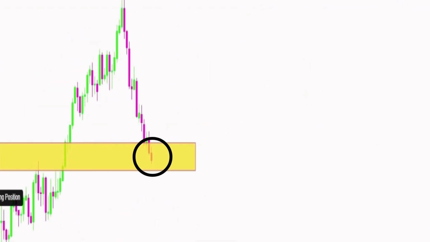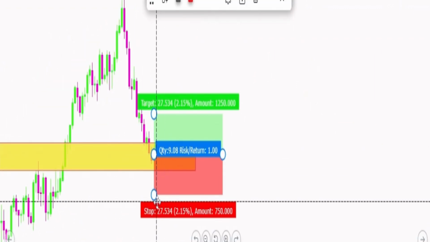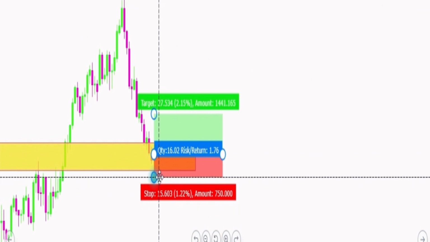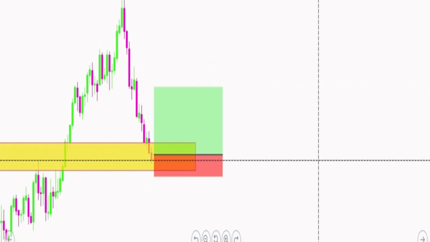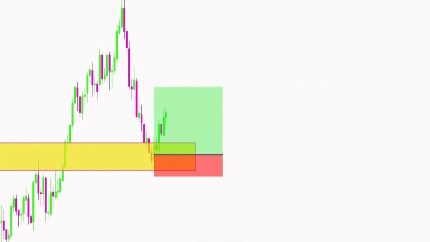Here is our entry point. A lot of retail traders get trapped at this point also. It is because they keep their stop loss inside this zone. And which is why we recommend you to always keep your stop loss below the demand zone. And as you can see, we ended up making a profitable trade into the market.